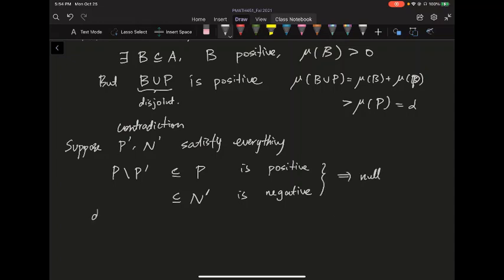And you do the similar proof for the other direction and also for N. So do a similar proof for P prime take away P, and also N take away N prime and N prime take away N. So all of these four sets are null sets, so their set differences are all null sets.